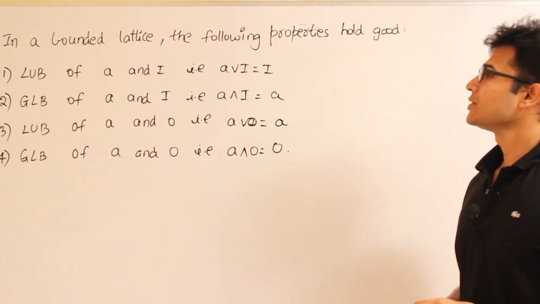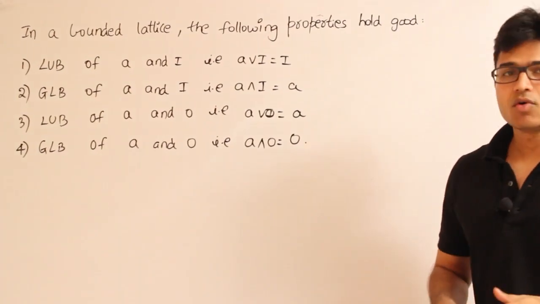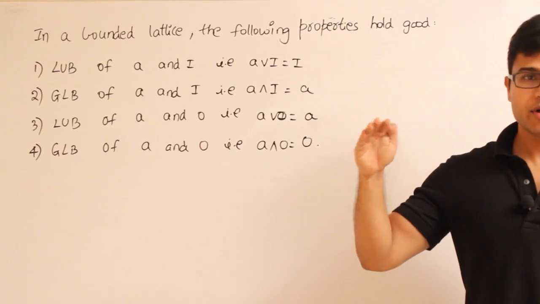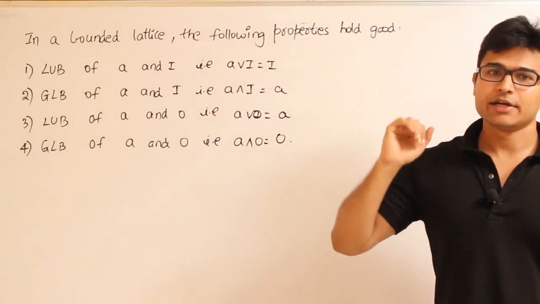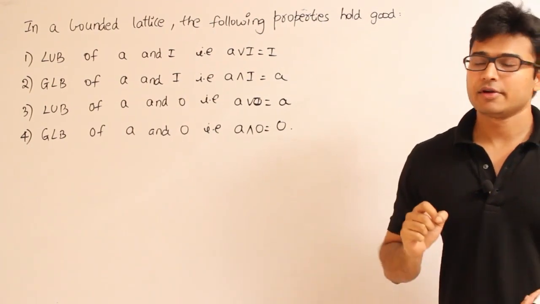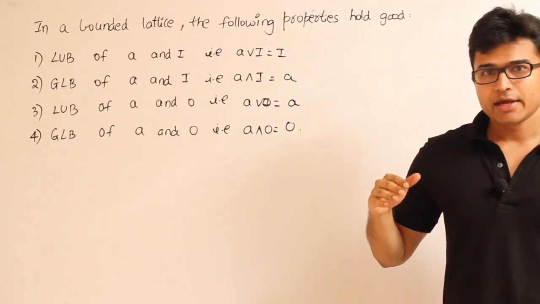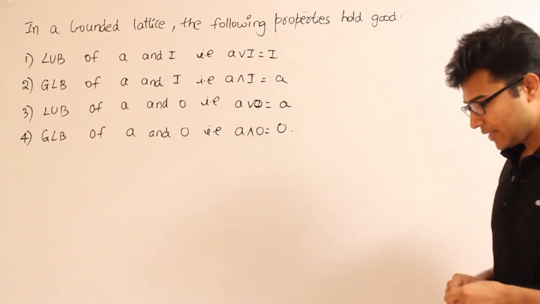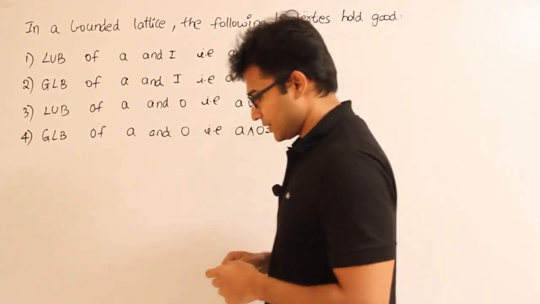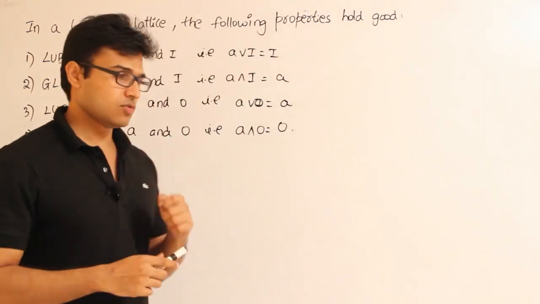Now let's see these properties of a bounded lattice. So what is a bounded lattice? There is an upper bound and a lower bound. What is the upper bound? Every element is related to that particular element. And what is the lower bound? It is related to every other element. In order to understand these properties, you have to understand some basic rule first.